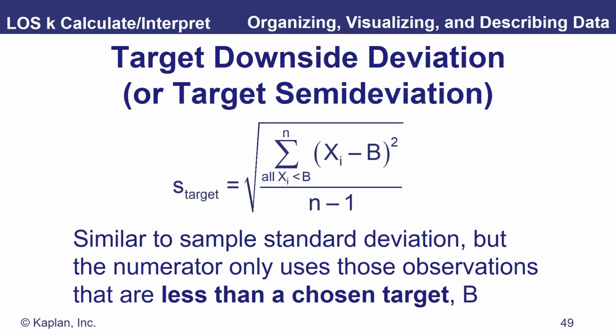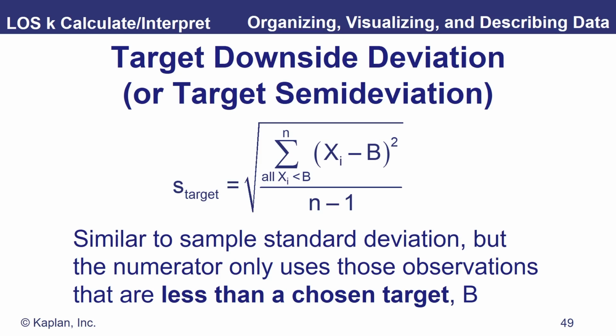Okay, our last little LOS for this particular module is looking at target downside deviation. Target semi-deviation it may be referred to as. Now, on the face of it, it looks like our standard deviation calculation. In fact, if this had been X bar rather than B, it would have been very much our standard deviation computation. Let's have a look at the differences.